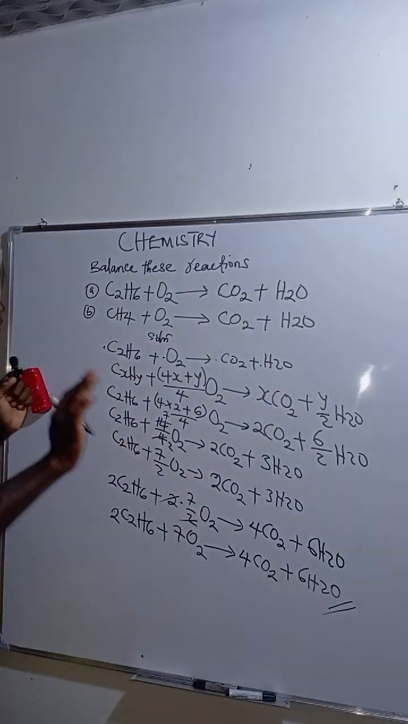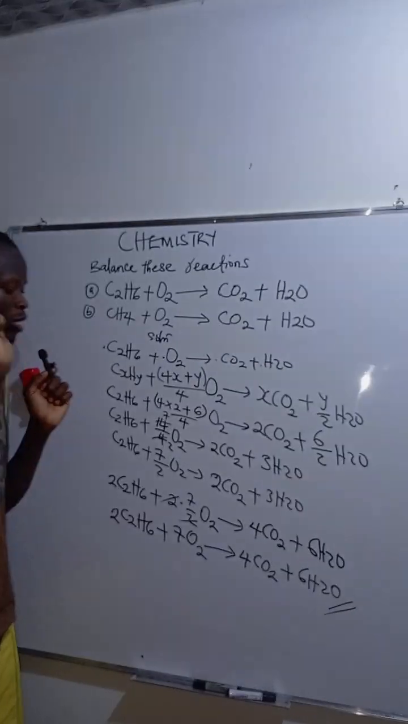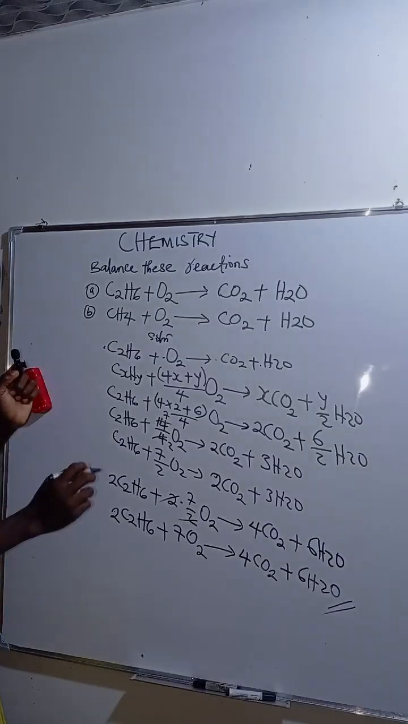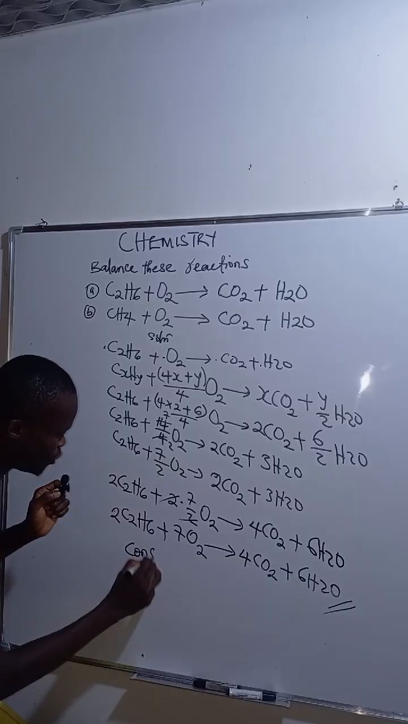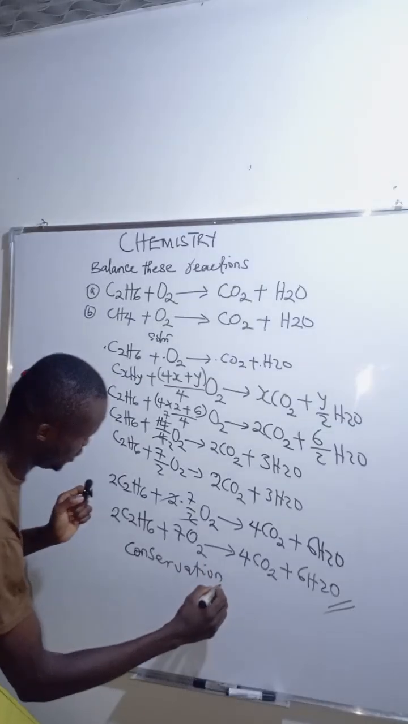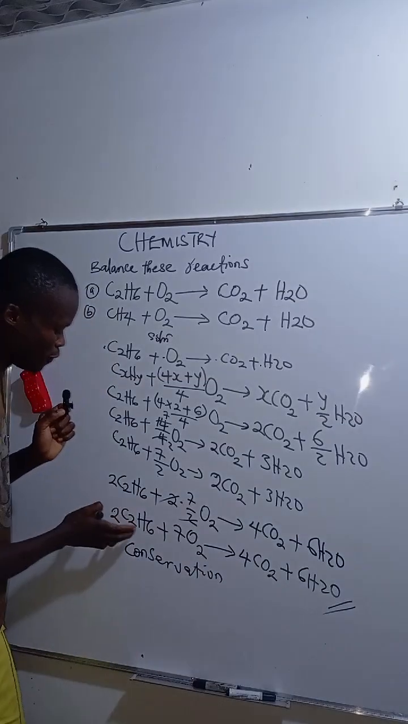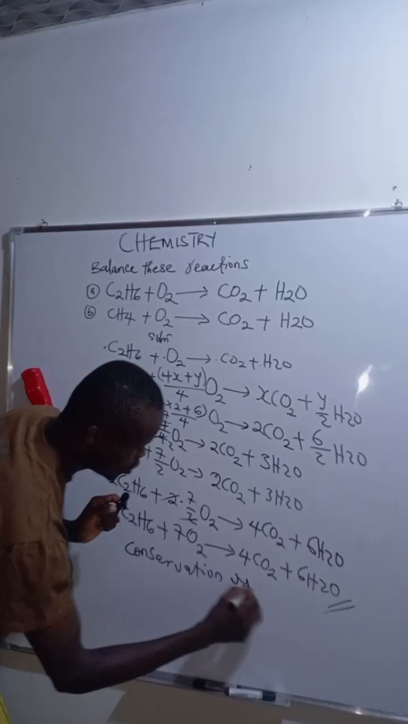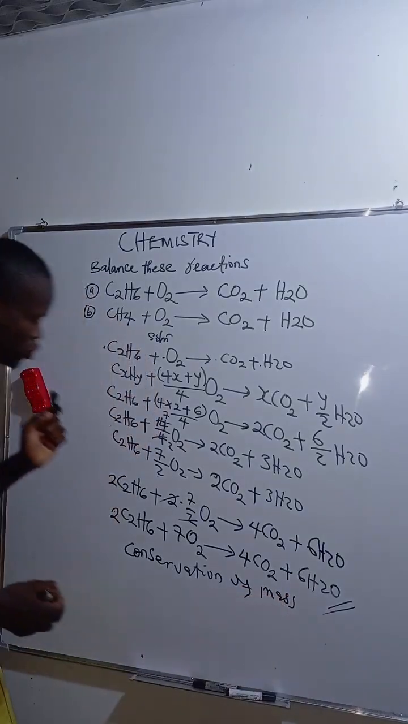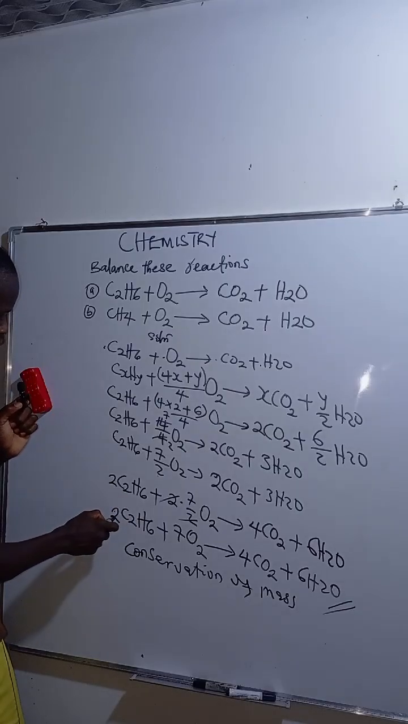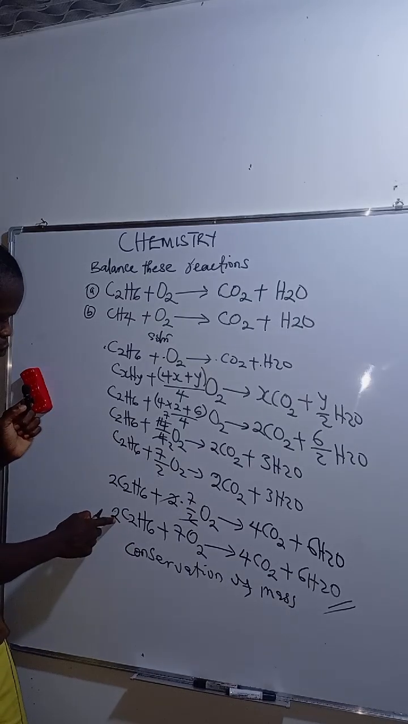You get? So now chemical reaction follows the law of what? Conservation of mass. Chemical reaction follows the law of what? Conservation of mass. So what does this law say in a simple term? It says that the mass of the reactants must be equal to the mass of the products. So here, the coefficient of ethane is 2.